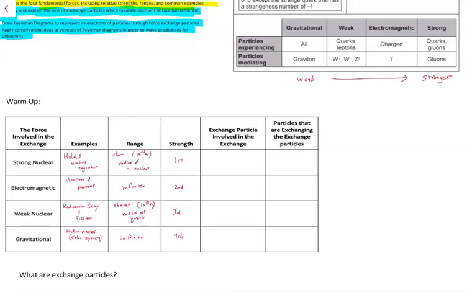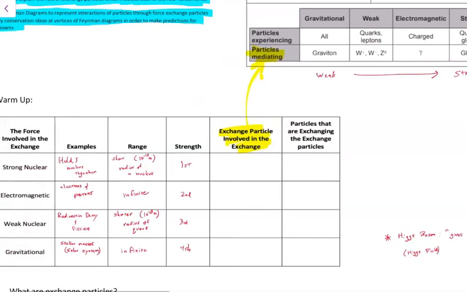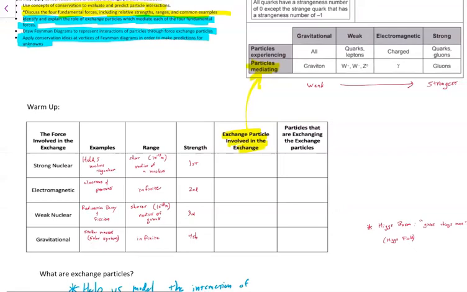So within the strong nuclear force, we're looking at the exchange particles involved in the exchange. The exchange particles involved are the same thing as the particles mediating. So those are the same. When looking at our strong nuclear, in our data booklet, we can see that it's the gluons. That's what's holding the nucleus together.